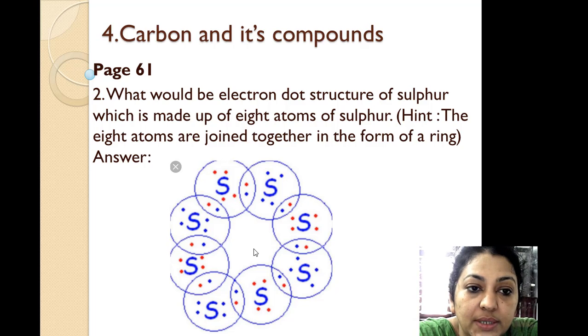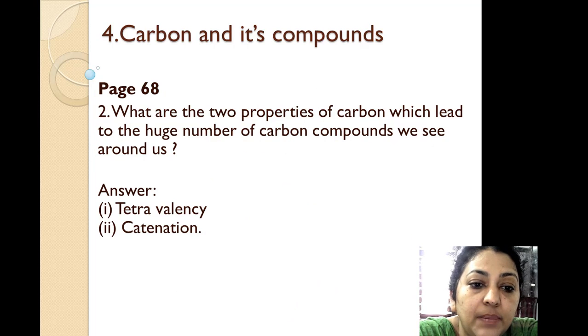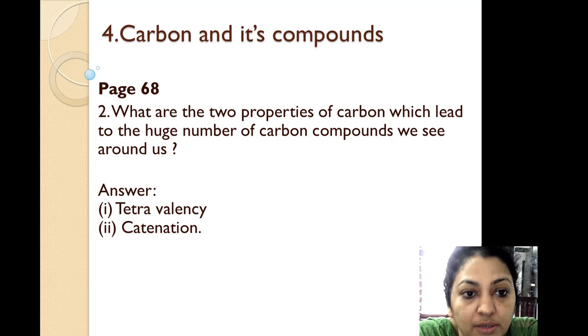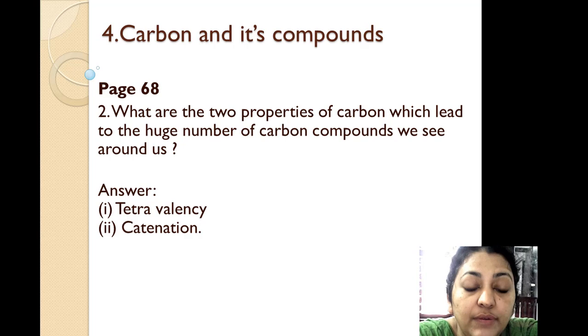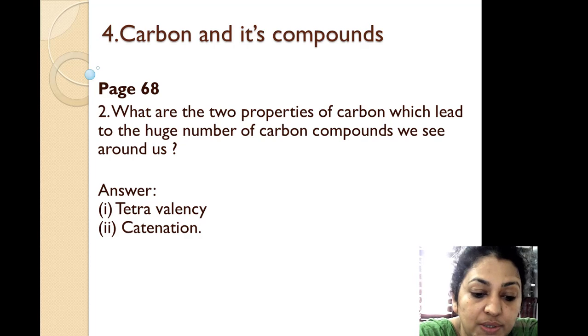We'll move to the next question. It is from page number 68. Question number 1 is from the omitted portion, so I didn't include that. Question number 2: what are the two properties of carbon which lead to the huge number of carbon compounds we see around us? It is tetravalency and catenation. You know already, tetravalency means 4 valencies. What is catenation? The ability of a carbon atom to form long chains, branched chains, or even closed structures. We'll move to the next one.